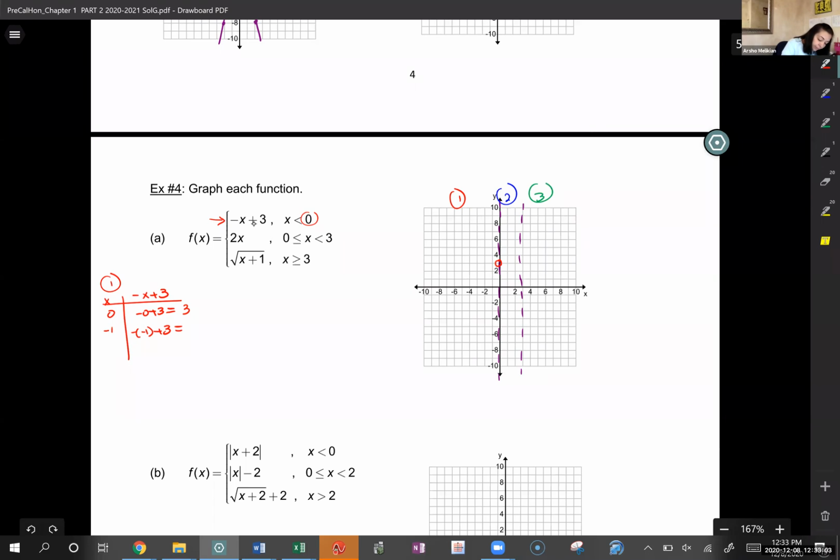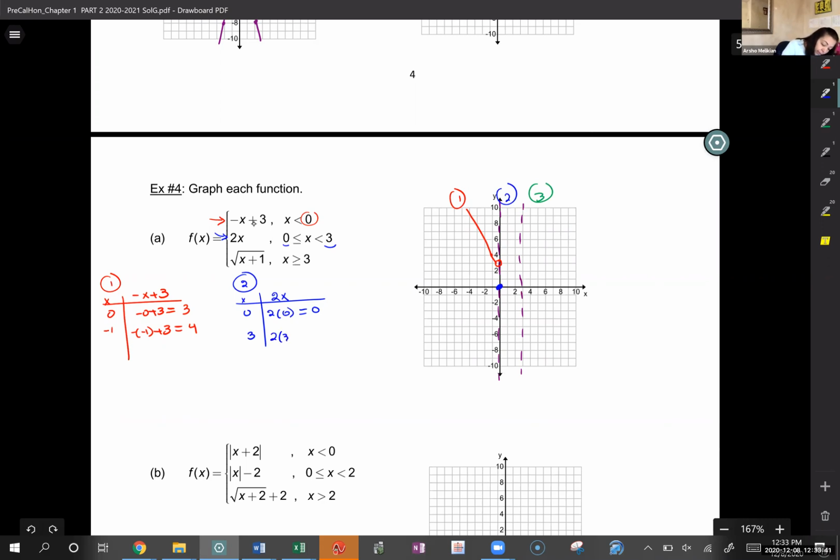What does that give you? 4. Right? So that's what that looks like. Okay. Graph number 2 has an equation of 2x. Where are its endpoints? 0 and 3. You have to plug in both of these. 2 times 0 is 0. So at 0, y is 0, closed circle.